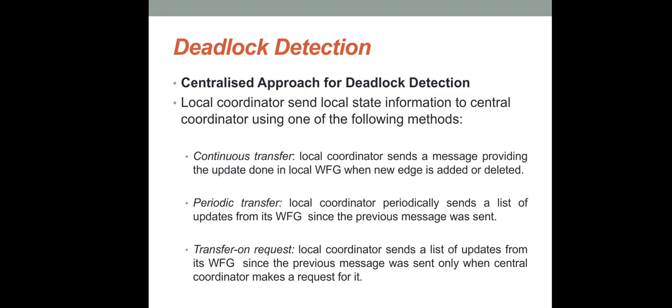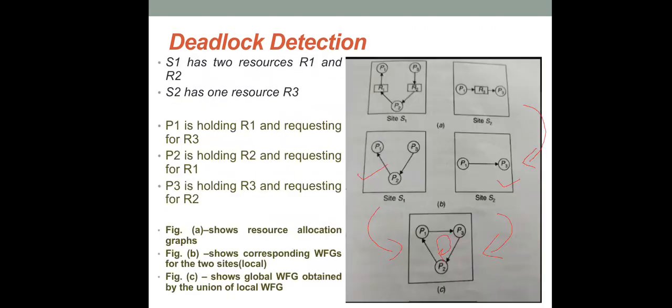Now, how this wait-for graph is communicated to the central coordinator is in the form of messages. For example, here the messages are: P1 is holding a resource that is being requested by P2. Similarly, P3 is requesting R2 that is being held by P2 in site 1. In site 2, P1 is requesting R3 that is being held by P3. So every edge is considered as one message.